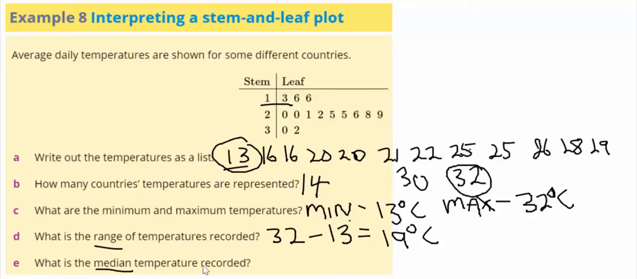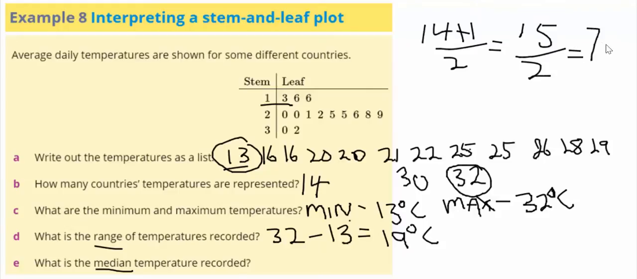And then our median score. So how many scores do we have? 14. So let's do our little sum up here. 14 plus 1 divided by 2, which is 15 divided by 2, which is 7.5. So our score is between our 7th and 8th score. Again, I could use this here, but let's get used to using our stem and leaf plot.